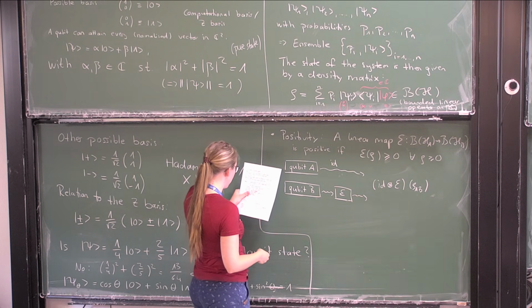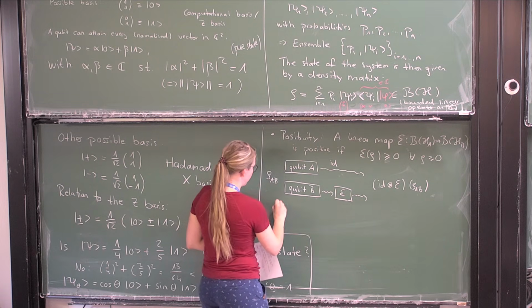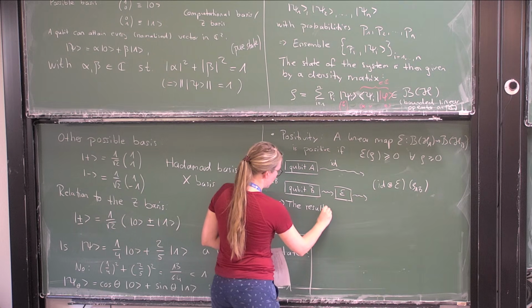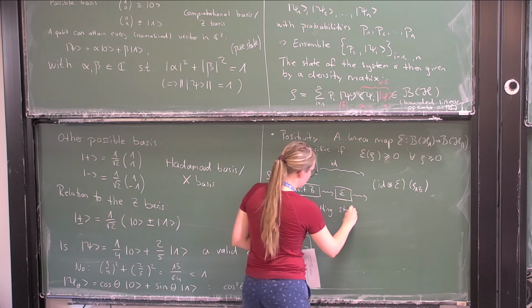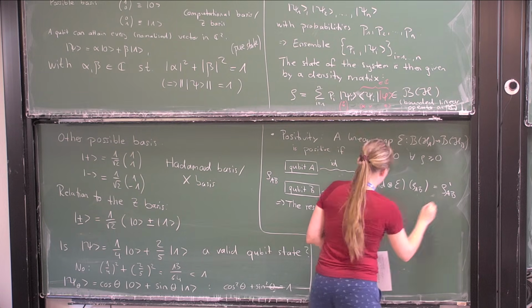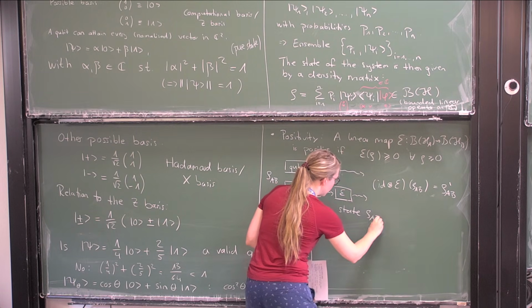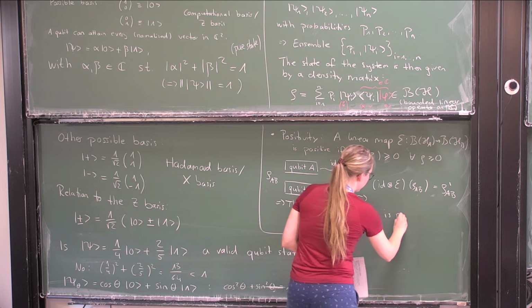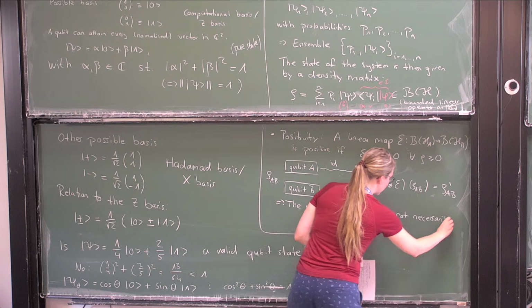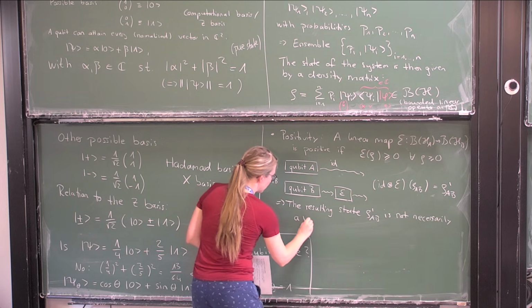So the resulting state component AB prime is not necessarily a valid density matrix.